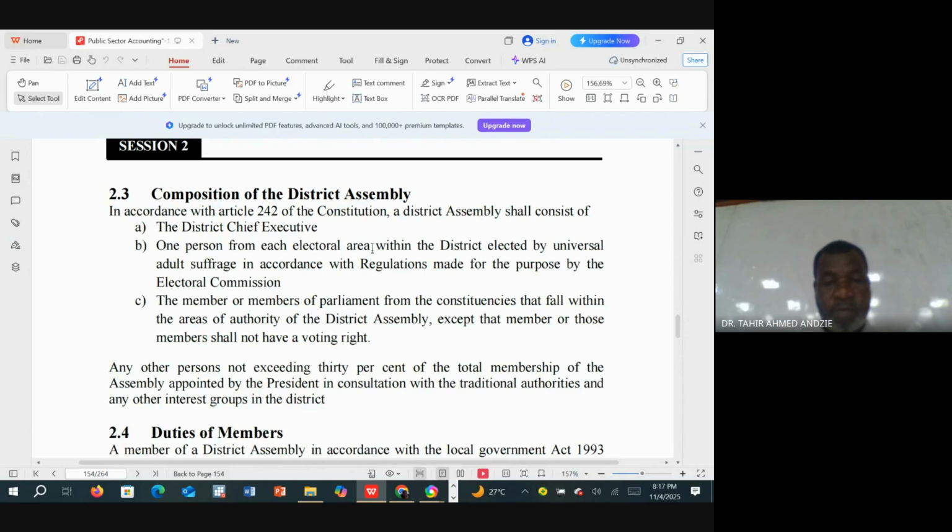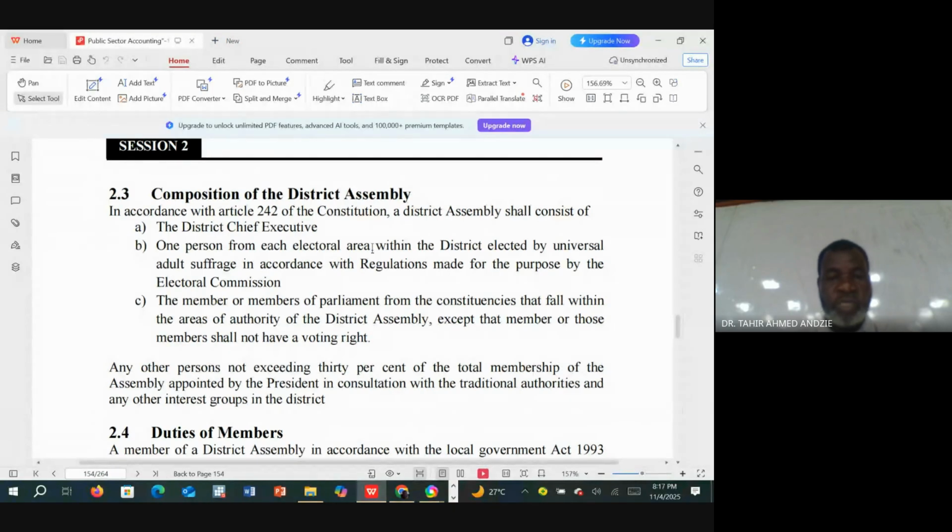The members of parliament from the constituencies that fall within the area of authority of the district assembly are also members, except that they shall not have the voting right. So the district assembly, apart from assembly members, also includes the parliamentarians in the district. If you have 3 parliamentarians in the district, they are part of this assembly. If you have 2, they are part of the district assembly. If it's 1, depending on the number of MPs in the area, they are part of the district assembly, but they do not have voting rights. Take note.